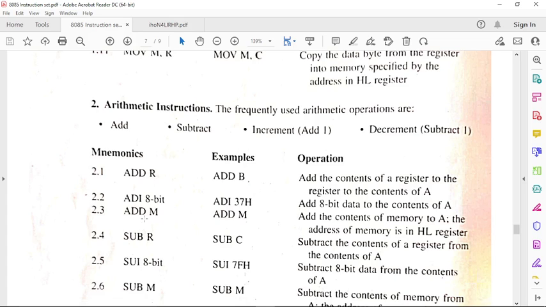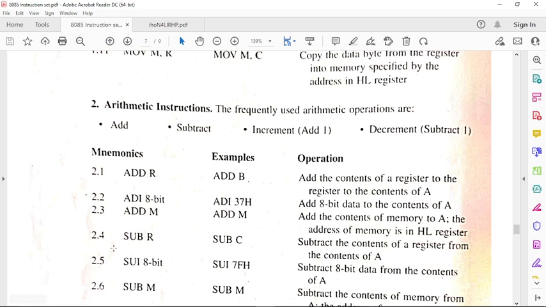ADD M. ADD means addition. M means we have to consider the HL pair. ADD M: add the content of the memory to A. The address of the memory is in the HL register. So here we have to add the content which is present at the memory address located in the HL register, and we have to add it into the accumulator.